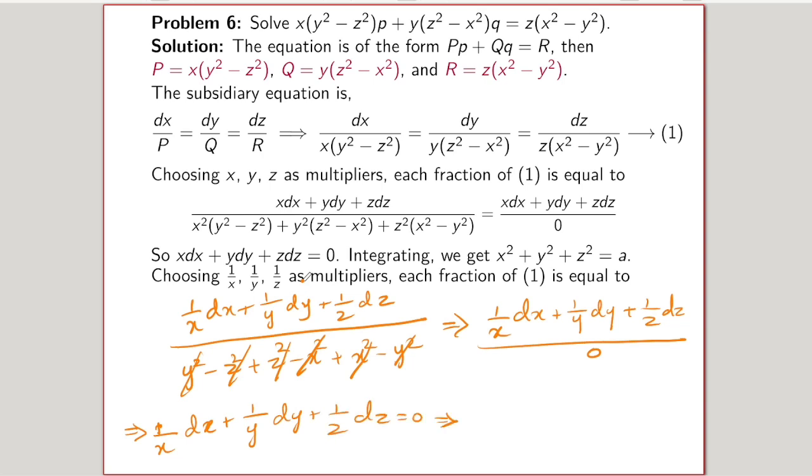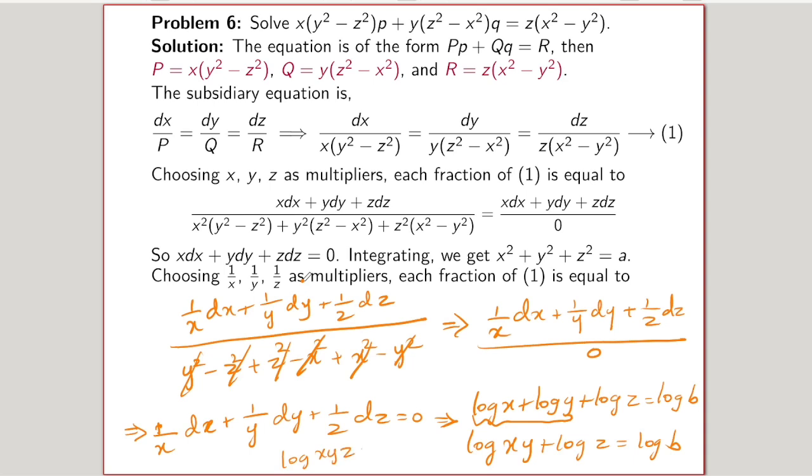So now doing the integration part, I will be getting integral of 1 by x is nothing but log x. And integration of 1 by y is log y. Integration of 1 by z is log z. So I am going to take the integrating constant as log b. So first I am going to combine these two terms using logarithmic property. So log x plus log y is nothing but log xy. So log xy plus log z equal to log b. This can be written as log xyz equal to log b. So finally our solution will be xyz is equal to b. This is our solution v.